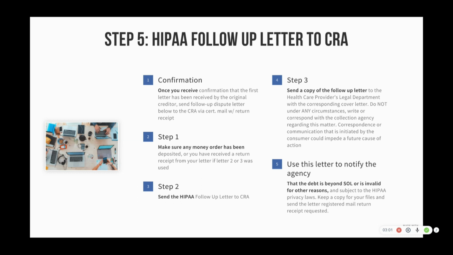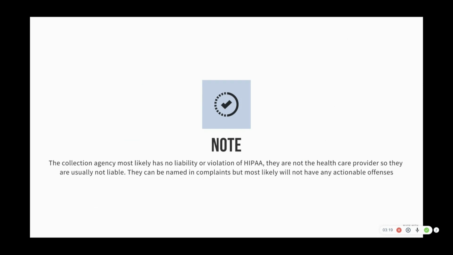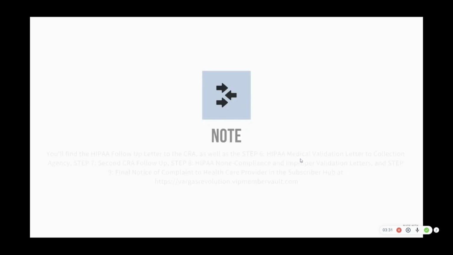So use this letter to notify the agency that the debt is beyond the statute of limitations or is invalid for other reasons and subject to HIPAA privacy laws. Keep a copy for your files because you will need it in step number 10, and send the letter registered mail, return receipt requested. Okay, so note, the collection agency most likely has no liability or violation of HIPAA, all right? They are not the healthcare provider, so they are usually not liable. They can be named in complaints, but more than likely, they're not going to have any actionable offenses, all right?